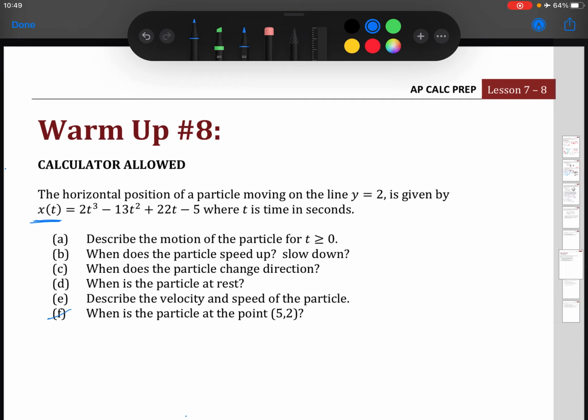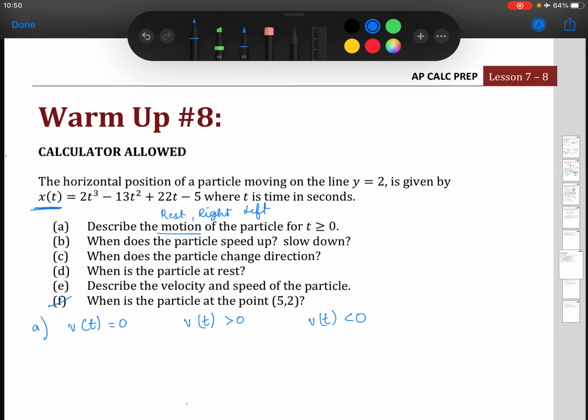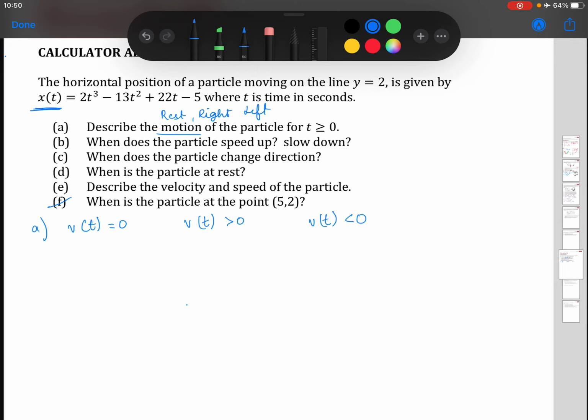So A says describe the motion of the particle for time greater than or equal to 0. Whenever we talk about motion, we're talking about when the particle is at rest, moving right, and moving left. It's at rest when velocity is equal to 0, moving right when velocity is greater than 0, and moving left when velocity is less than 0. But be careful, we are not given the velocity equation, we're given the position. So how do we find our velocity from our position?